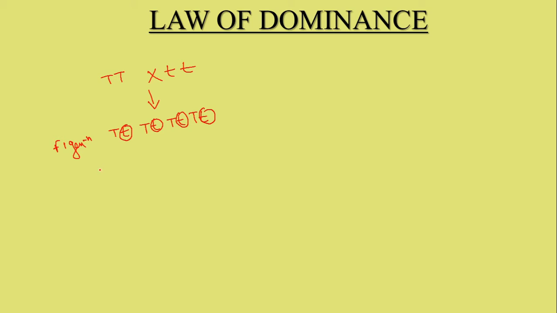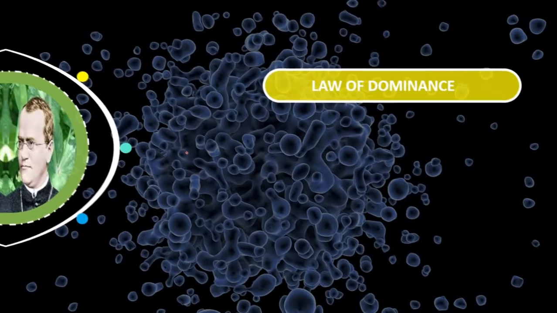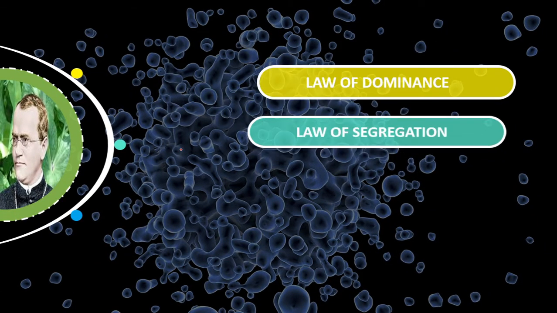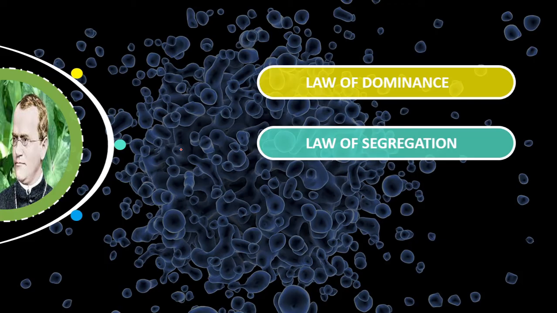So if we go for self cross in F1 generation, then here the recessive factor expresses its character in F2 generation after self cross. From here, we understand about the law of dominance. Now, move to the next one, that is law of segregation.